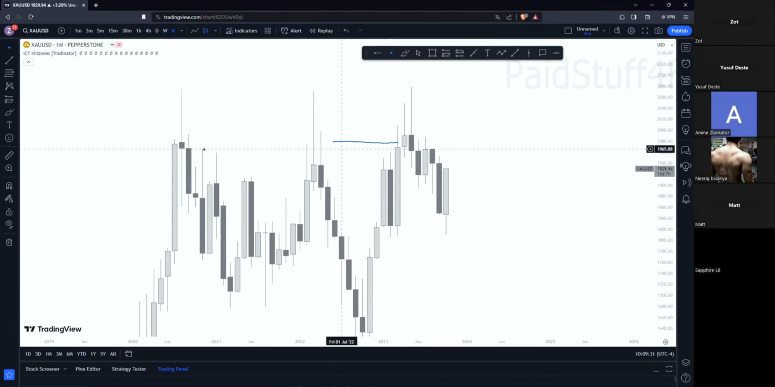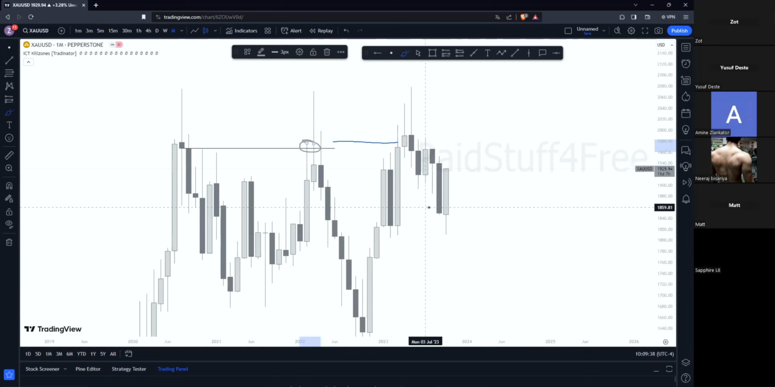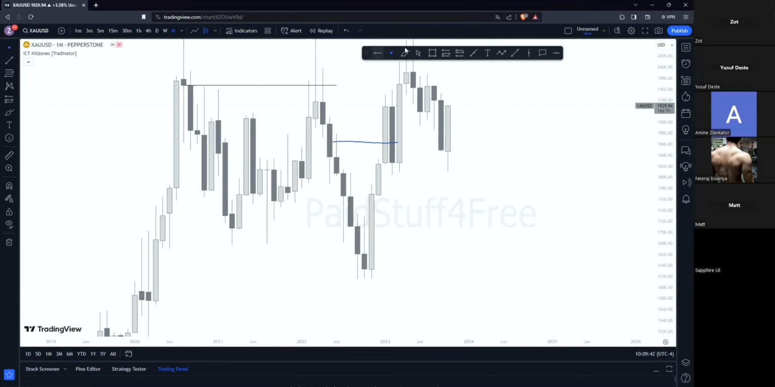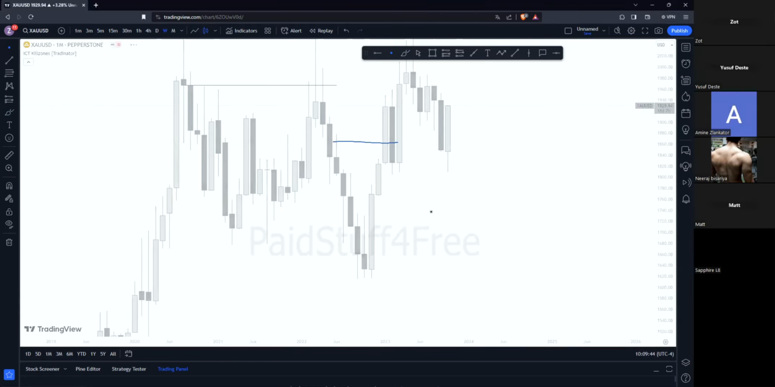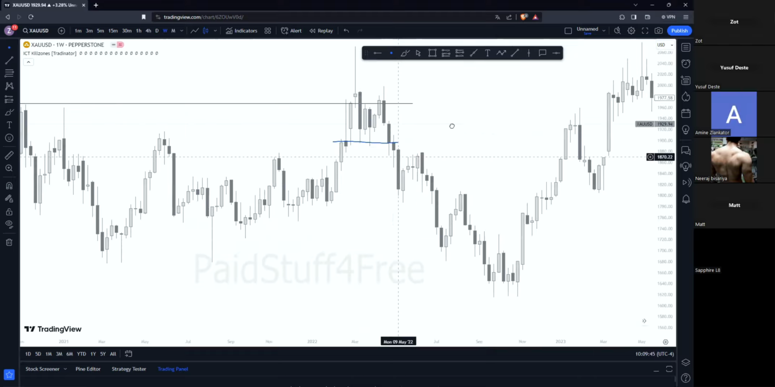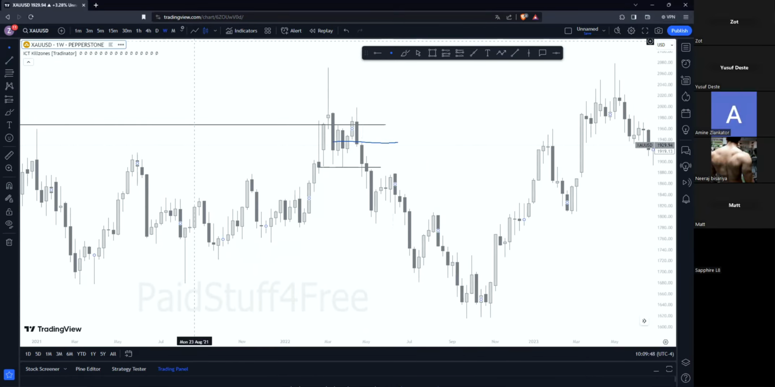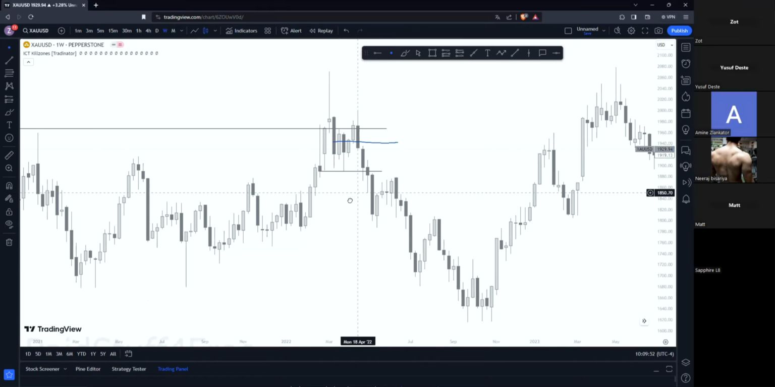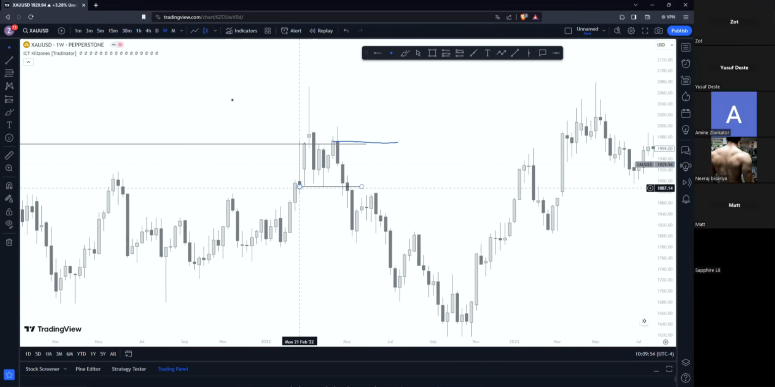Okay, let me show you this. Do you have monthly reject monthly here? See that, guys? Monthly reject monthly. Weekly breakout. See this weekly breakout right here? Weekly breakout, the last low that has been made.